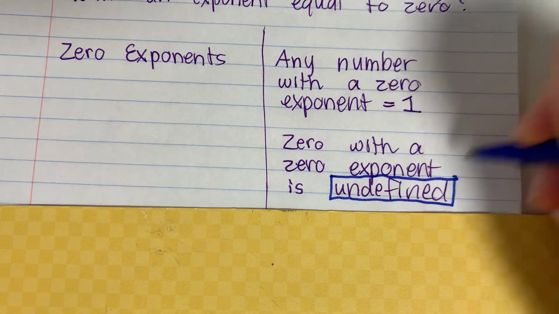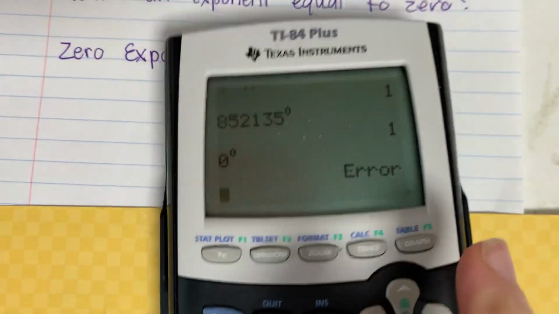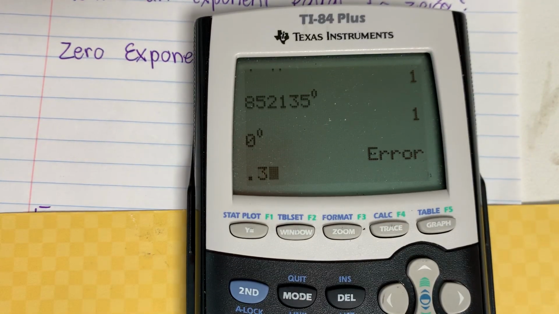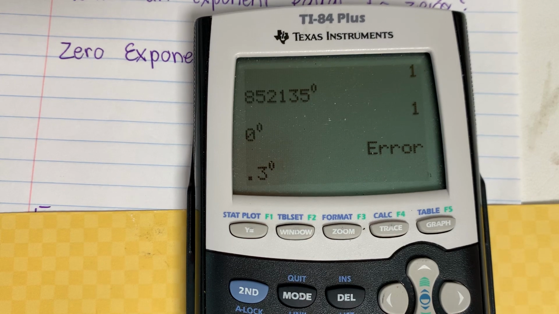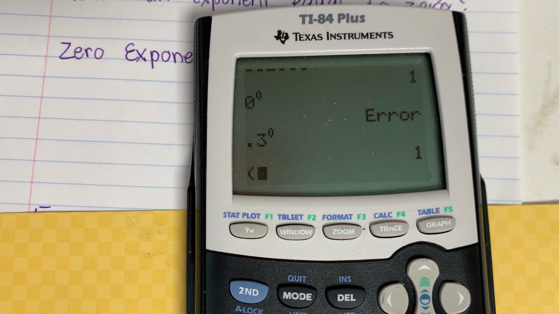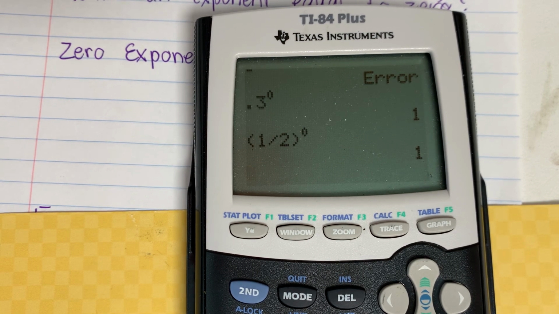And we talked about just numbers. I didn't even think about decimals. So 0.3 to the 0 power, is it still going to be 1? Yes, it is. How about a fraction? 1/2 to the 0 exponent. Is that still 1? Yes, it is. Fractions, decimals, negatives, positives, any number in the number system, as long as it's not 0, with an exponent 0 is 1. Okay?